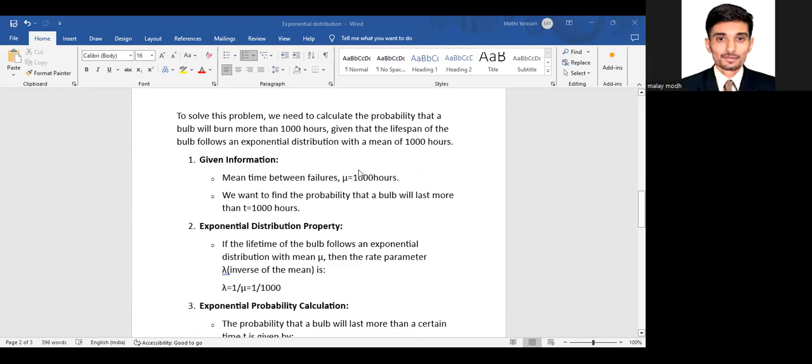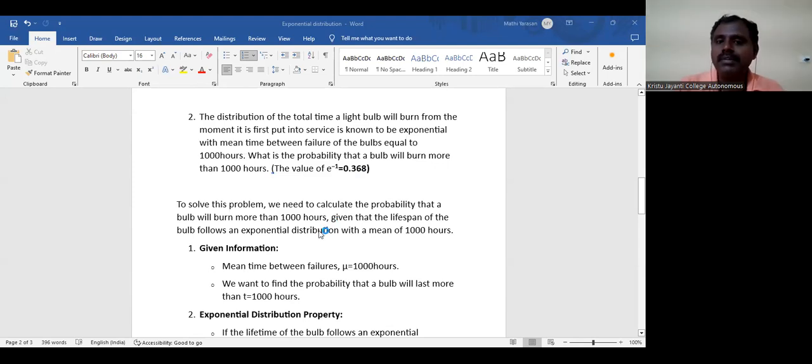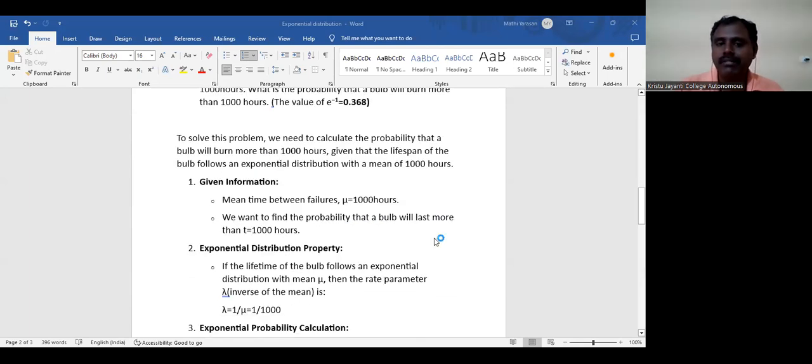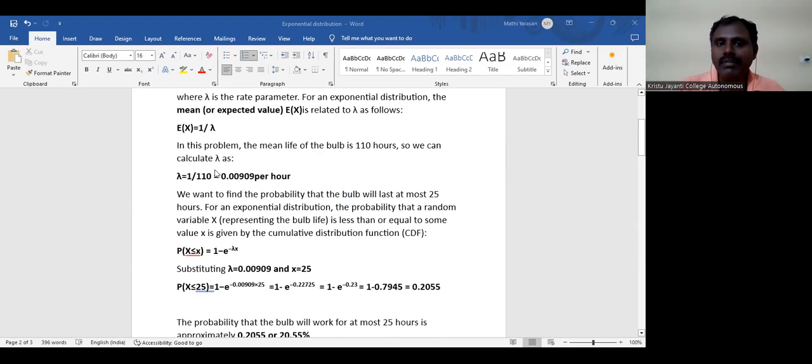Yes, sir. Okay, now you can see here, to solve this problem, first we need to calculate the probability that the bulb will burn for more than 1000 hours. Given that the lifespan of the bulb follows an exponential distribution with a mean of 1000 hours. So here the mean time they gave, that is mu, is nothing but the E of X value, as in the previous problem I gave E of X.